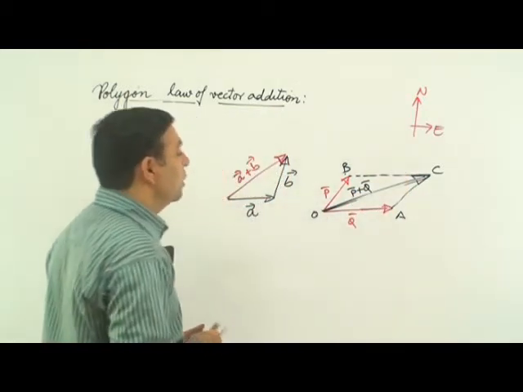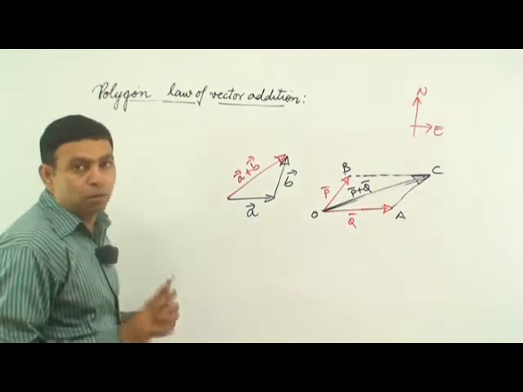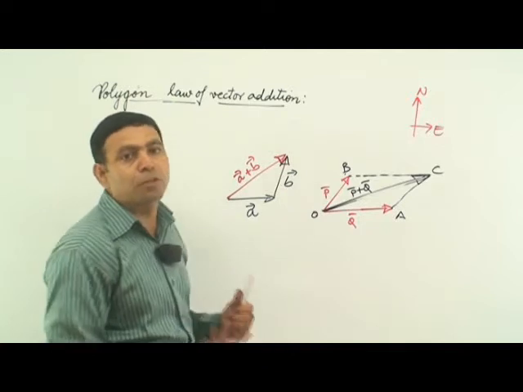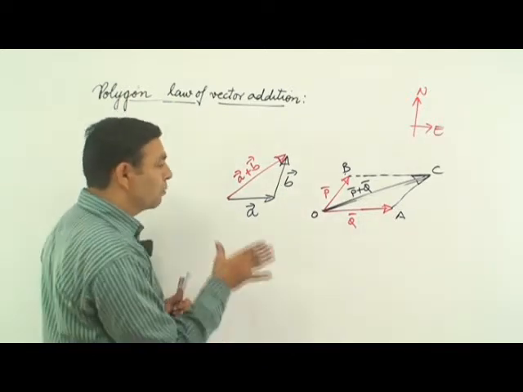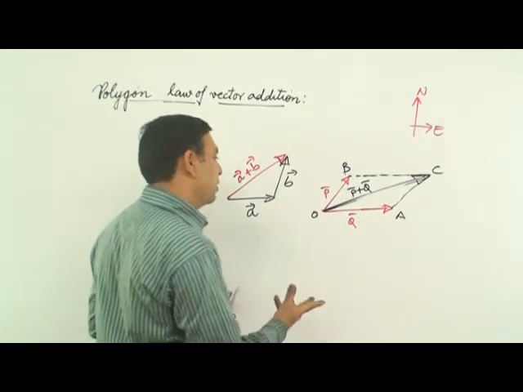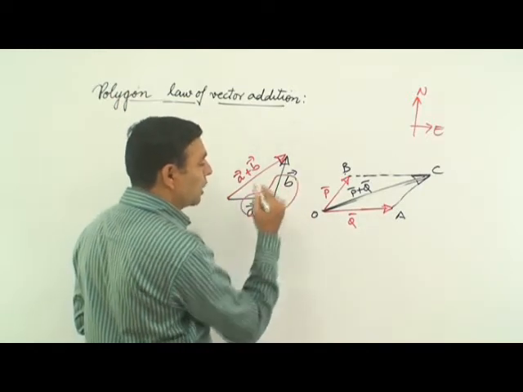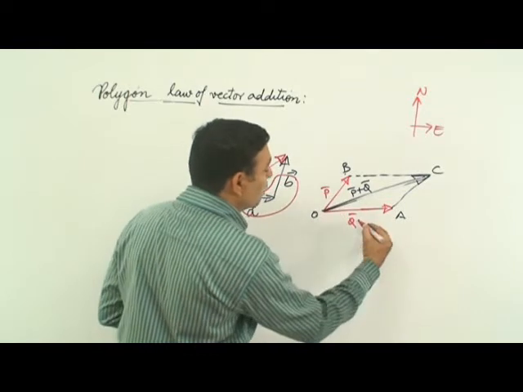These were the two laws of vector addition, either triangle law or parallelogram law. It doesn't matter which law you follow. Finally, the result is going to be the same as long as you are adding the same two vectors. But over here you see, triangle law is used to add only two vectors A and B. Even parallelogram law is used to add only two vectors P and Q, to get the resultant.